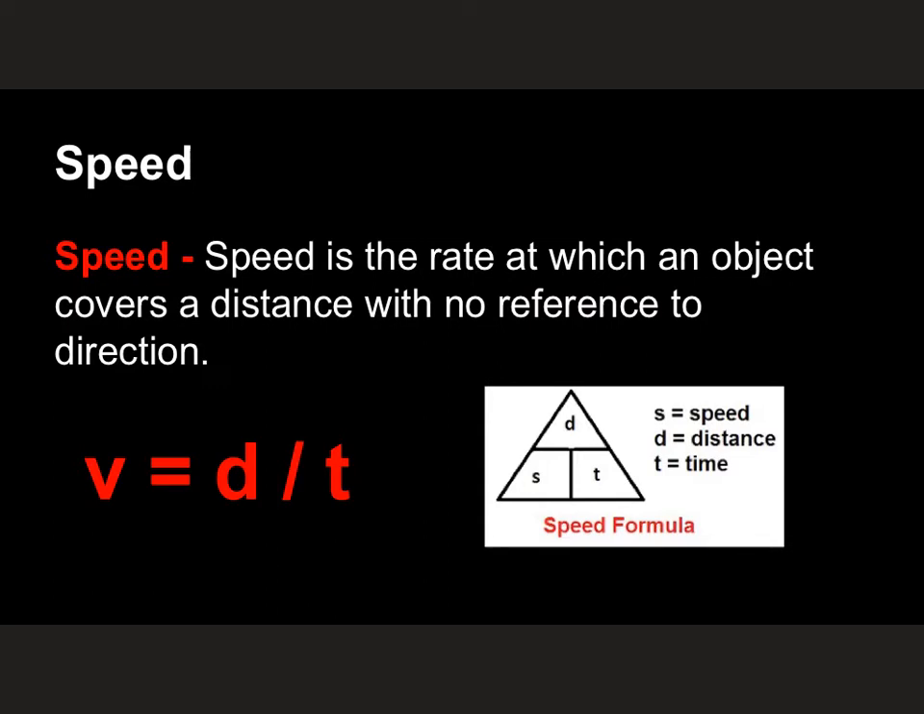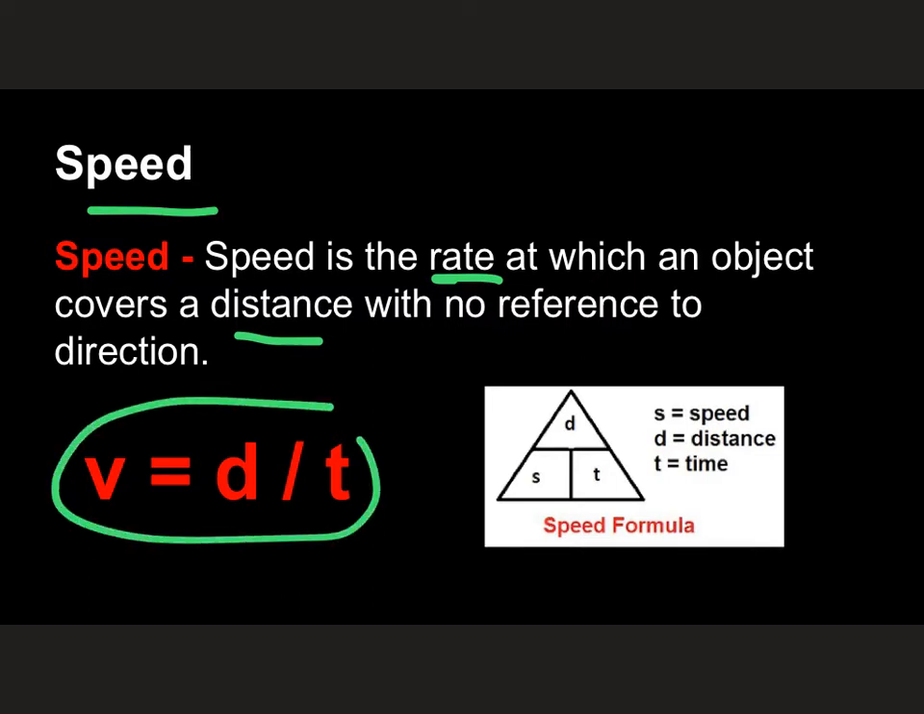Formulas are really important in all of the sciences, okay? What we're looking at is speed. Remember, it's a scalar value. So it's a rate. By the way, a rate is anything per time, okay? So it is a rate at which an object crosses a distance. Remember, we learned distance was a scalar as well, with no reference to direction.